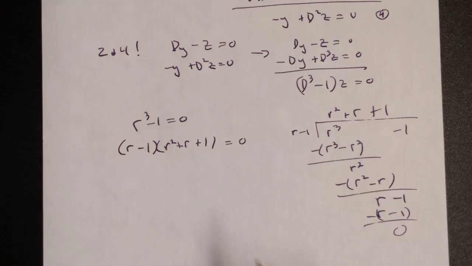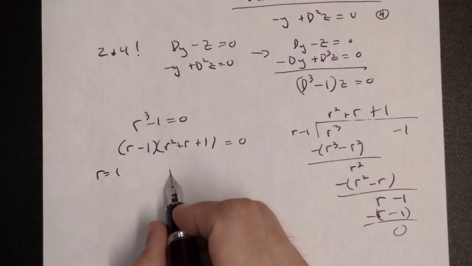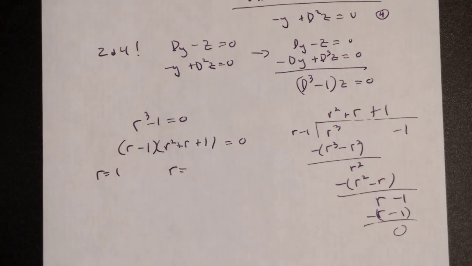Hey, wait a minute. This gives me R equals 1. I got to do the quadratic formula on this one to get those, because that one's not going to factor nicely. Do the quadratic formula. Tell me what you get for those two.